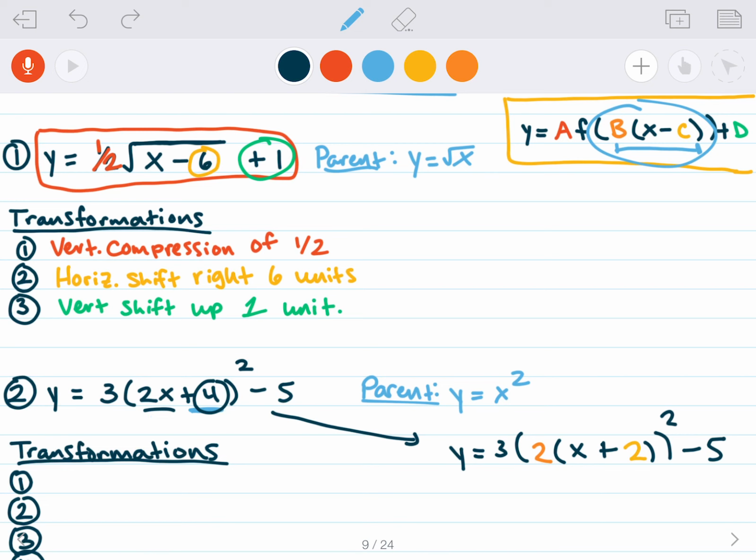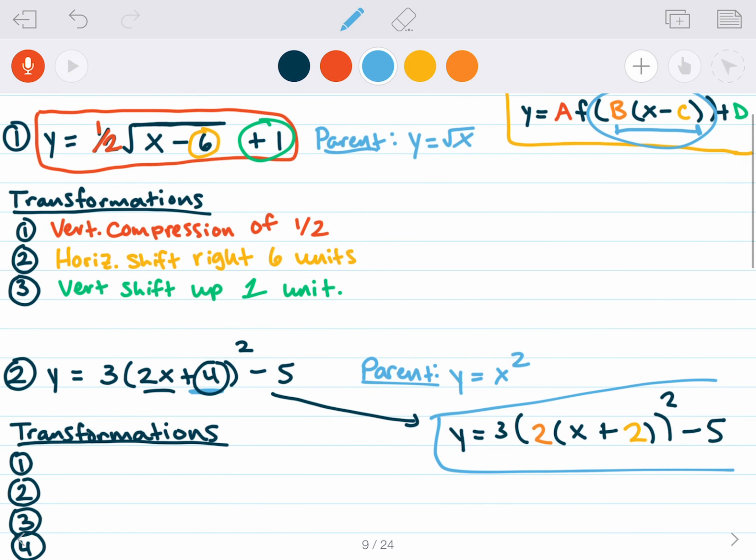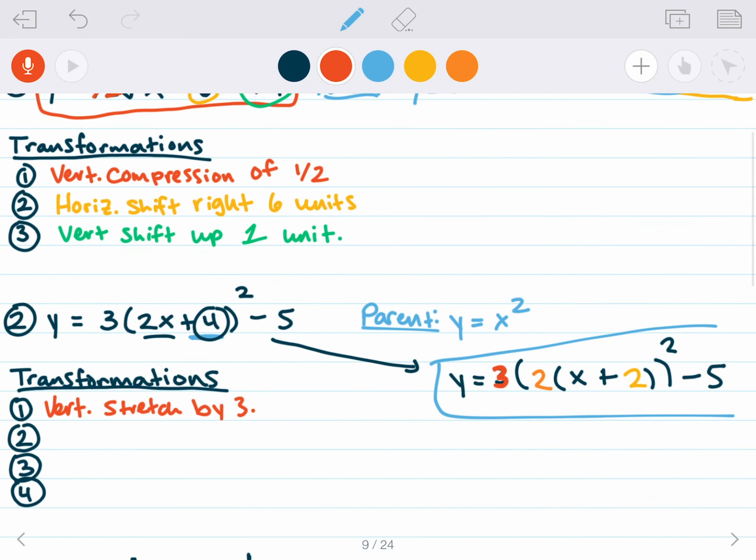All right, so let's go ahead, since we're in the proper form now, let's identify our transformations. Well, first of all, do I have an a? Yes, I do. I have a number that's being multiplied on the outside of the function, and that's 3. So since 3 is bigger than 1, it's a vertical stretch by 3. Looking on the inside, I have a horizontal shift to the left 2 units. This is a horizontal shift left by 2.